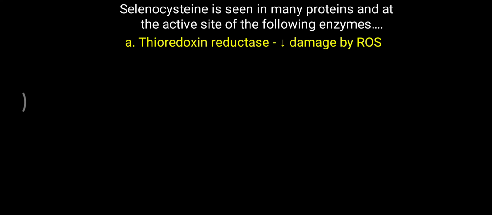Now selenocysteine is seen in around 25 proteins, and it is also found at the active site of particular enzymes, and you have to remember the names of these enzymes. The first one is thioredoxin reductase. It is mostly found in reductase and peroxidase-like enzymes. Thioredoxin reductase is involved in decreasing damage by reactive oxygen species, so it works as an antioxidant. That is one function of selenocysteine inside thioredoxin reductase.